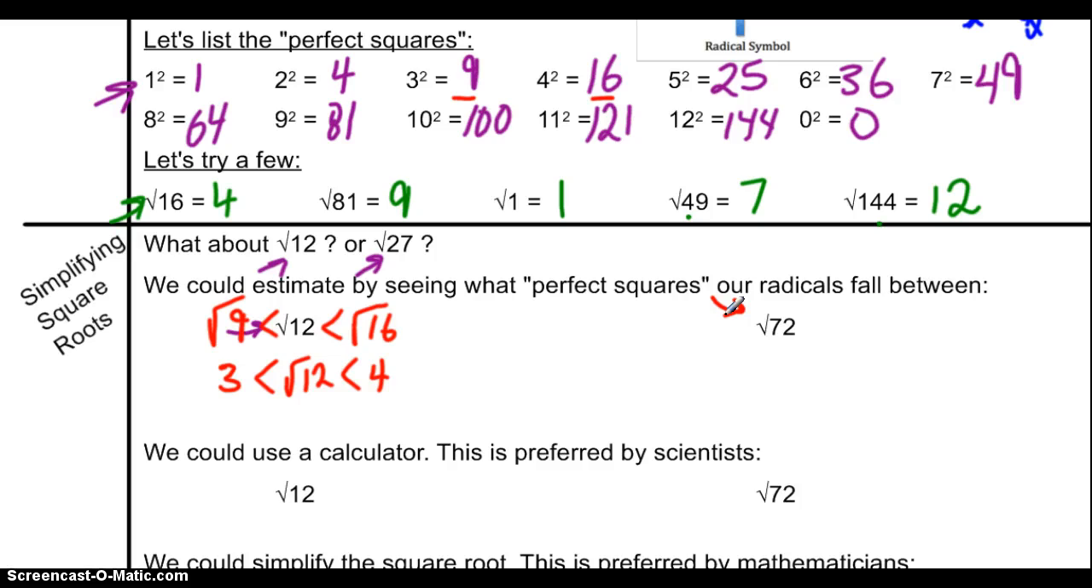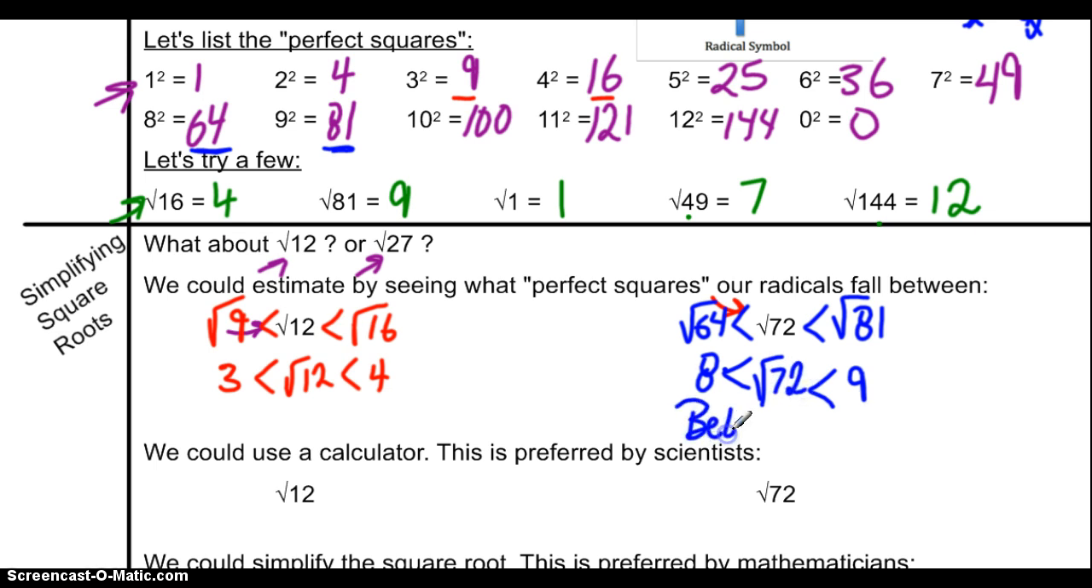Pause the video here and try and estimate what the square root of 72 falls between. Alright, let's take a look. Well, the square root of 72, well, let's see. 72, it's greater than 64, but less than 81. So that means that it's somewhere between the square root of 64 and the square root of 81. And the square root of 64 is 8, and the square root of 81, sorry, is going to be 9, so the square root of 72 must fall somewhere between 8 and 9.